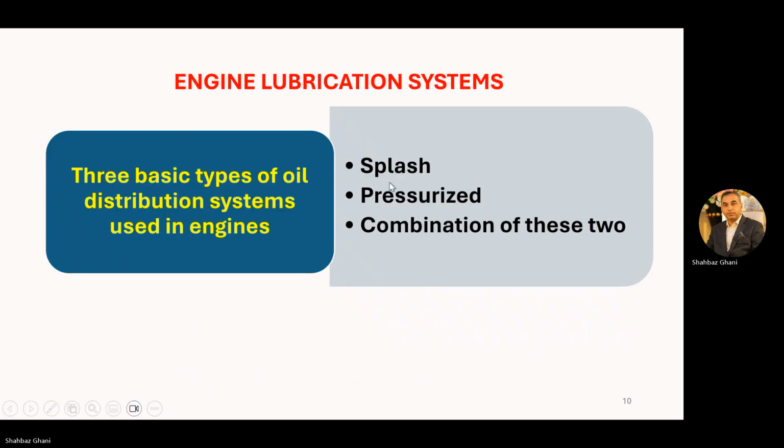Now, in an engine, we have three basic types of oil distribution systems. As we have a cooling system that requires a water pump to complete the circulation channels, in lubrication we have three different types of systems used in the engine. First one is the splash. Second one is the pressurized. Third one is the combination of these two. These three are used in practice. Previously, it was only splash, then we came to pressurized. Now in modern engines, we are using the combination of these two.